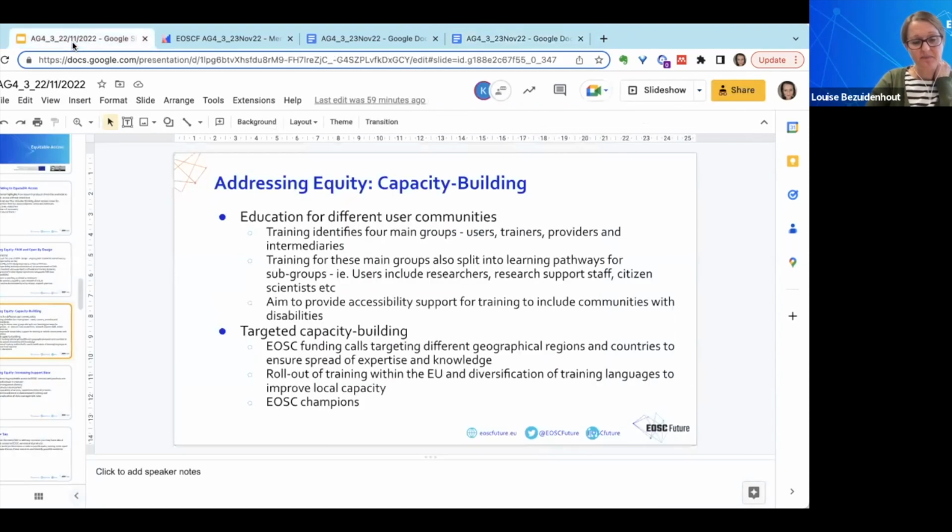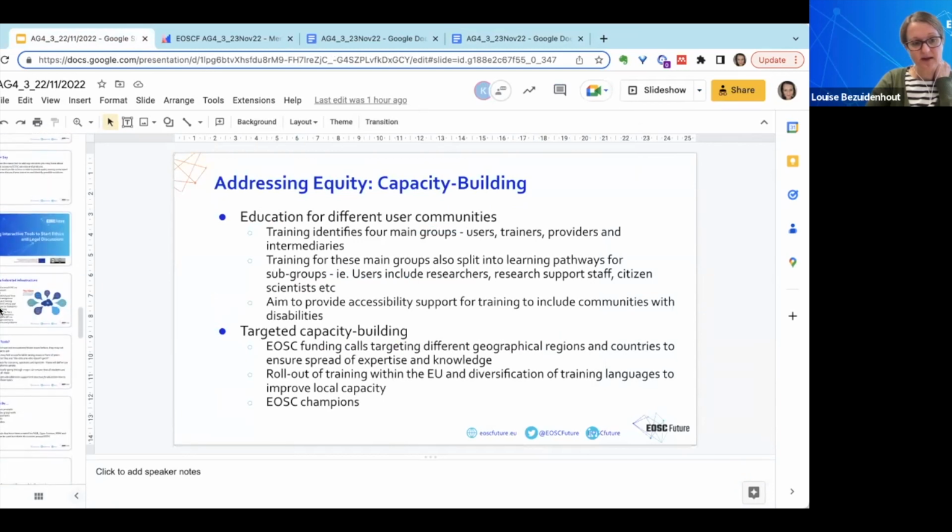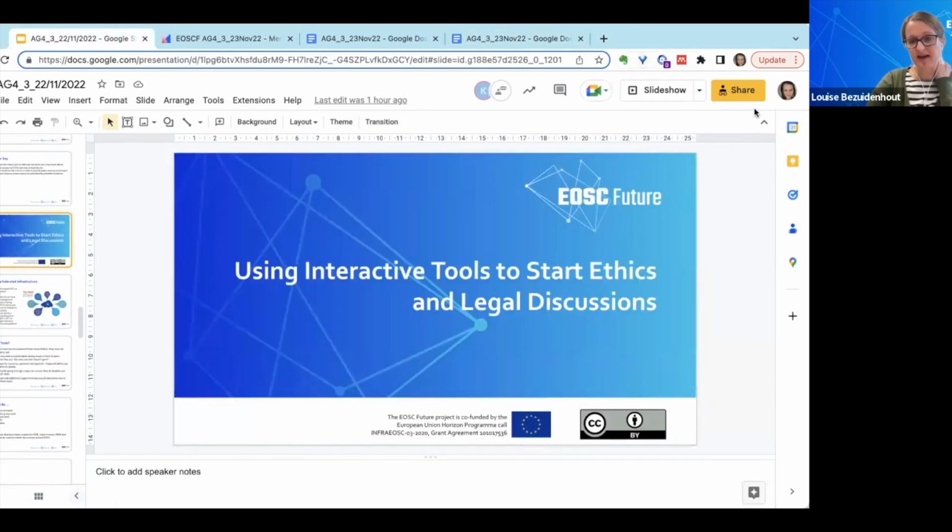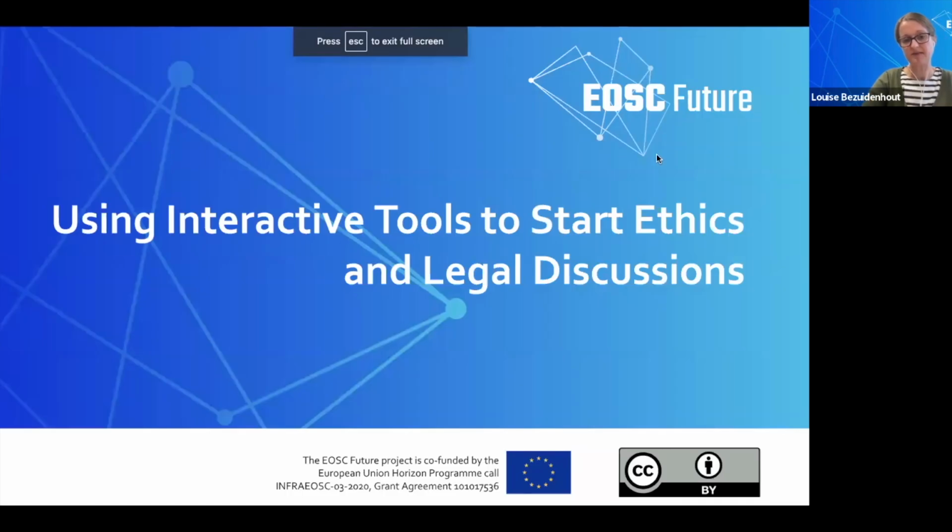So we are doing really well with regards to time, and I would like to spend the last few minutes just talking about some interactive tools to start ethical and legal discussions. So I hope that the last two sections where we built up a list of questions and answers has really helped give you some understanding of how to answer some of the concerns that you might have relating to EOSC.